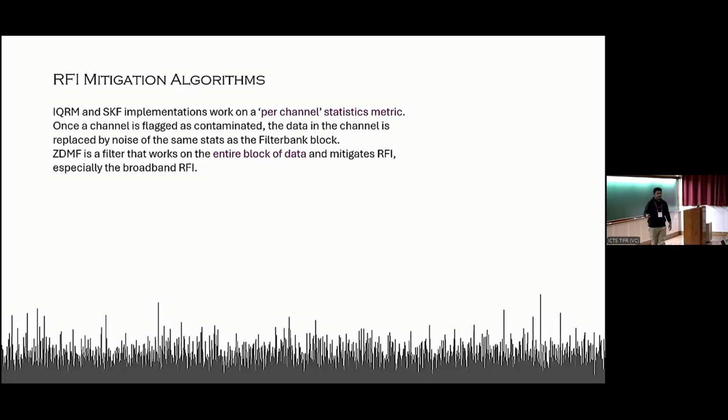As for the RFI mitigation algorithms themselves, we have IQRM and SKF, which are implemented on a per-channel statistics basis. So it treats every individual channel. It takes statistical measures of them, like moments, and then tries to flag whether they are RFI affected or not.